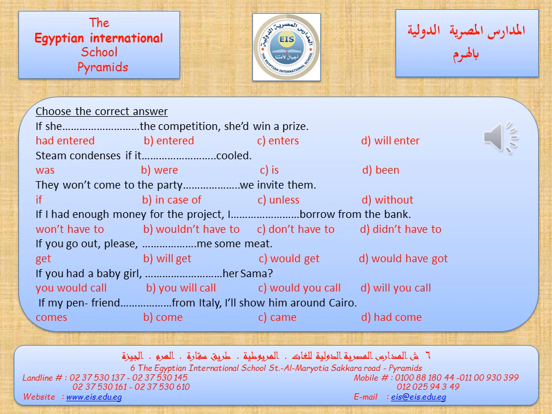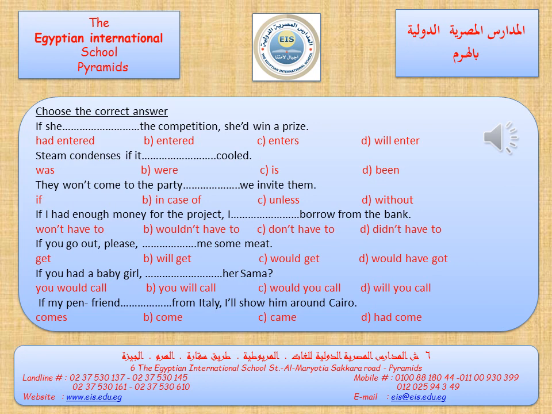Number 4, if I had enough money for the project, I blank borrow from the bank. Won't have to, wouldn't have to, don't have to, didn't have to. The answer is wouldn't have to. Why? Can you explain the answer? Okay, stay focused. What is the verb here? Had. Is it present or past? That's right, past simple tense.